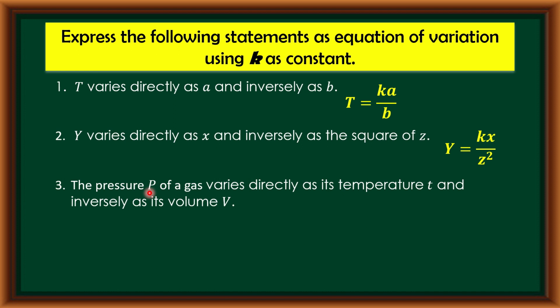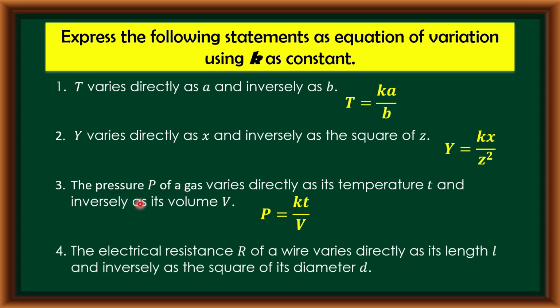The pressure P of a gas varies directly as its temperature T and inversely as its volume V. So again, we have here the variables P, T, and V. Therefore, our equation will be P is equal to, varies directly as T, so we have k times T over, inversely as V, so over V. Now, this is the equation of this statement. So let us have the last one.